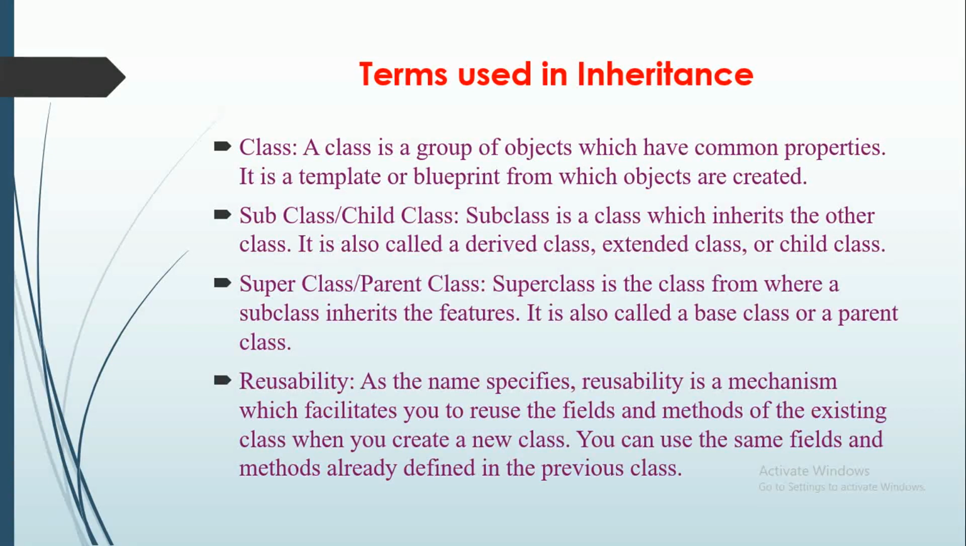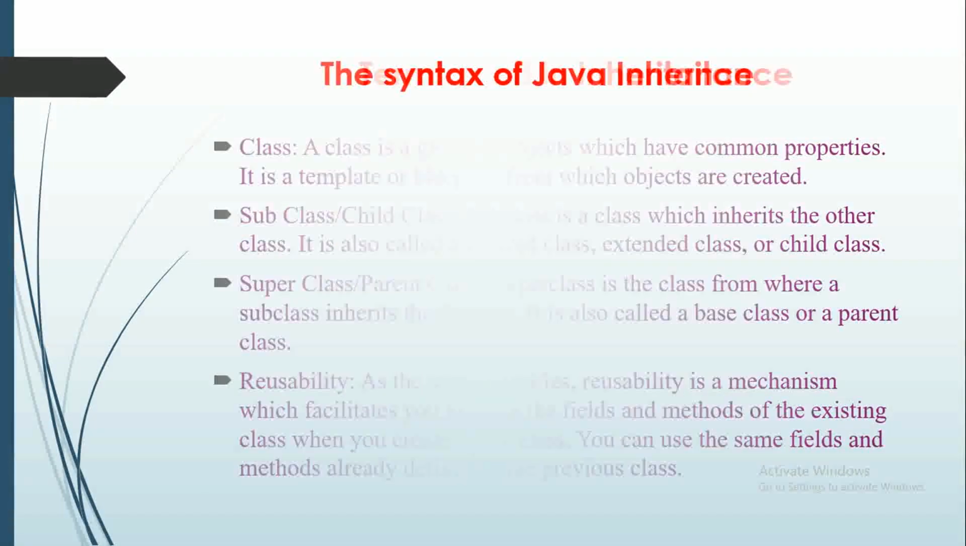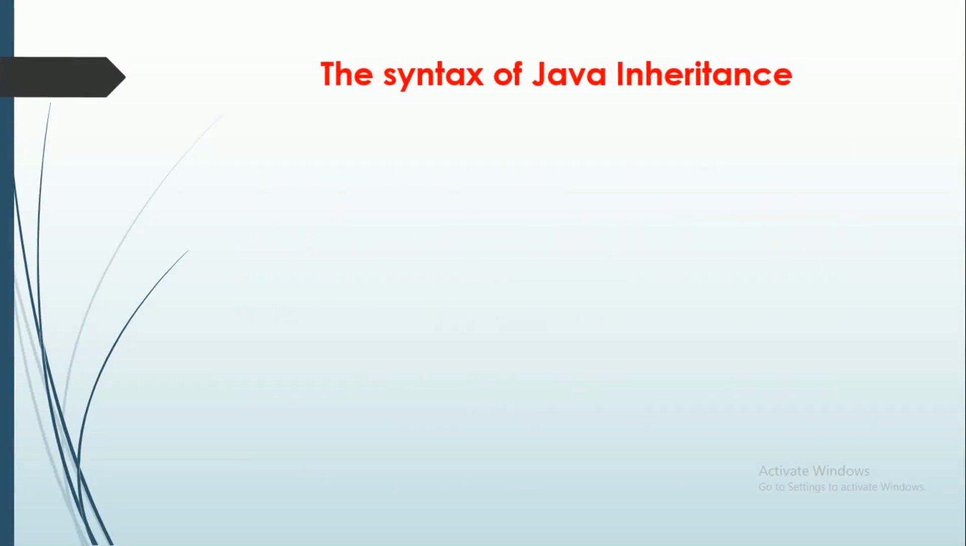Reusability. As the name specifies, reusability is a mechanism which facilitates us to reuse the fields and methods of the existing class. When you create a new class, you can use the same fields and methods defined in the previous class. Let's discuss the syntax of Java inheritance.